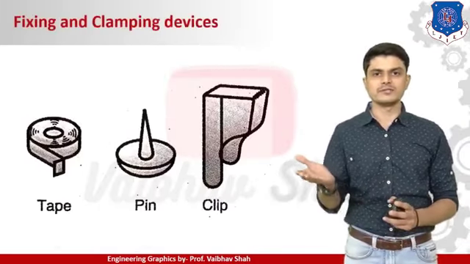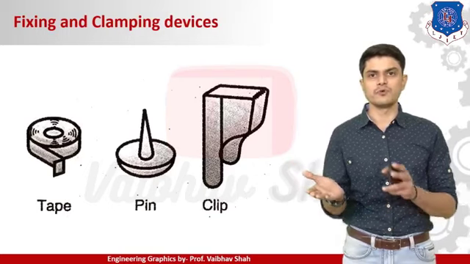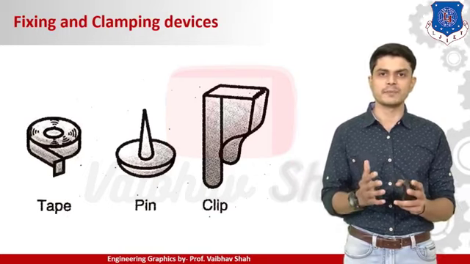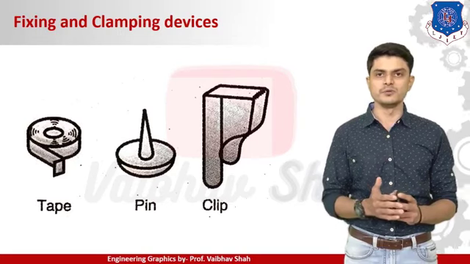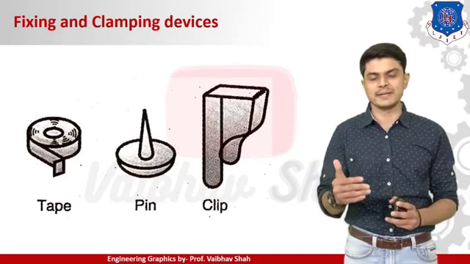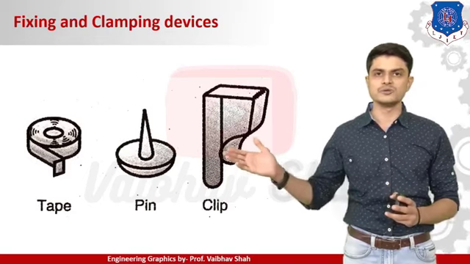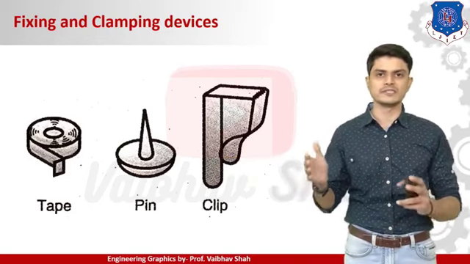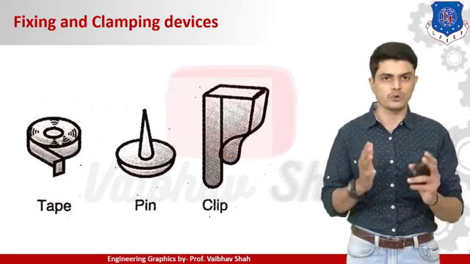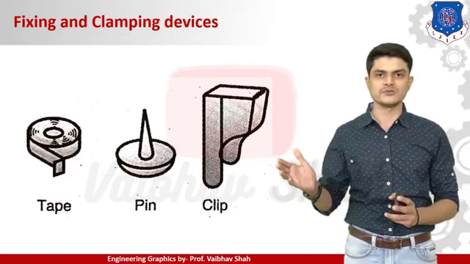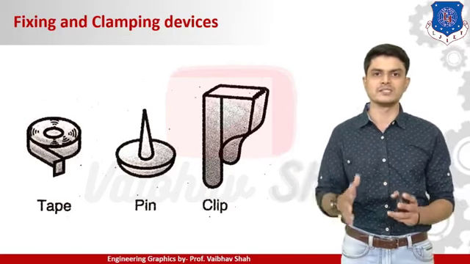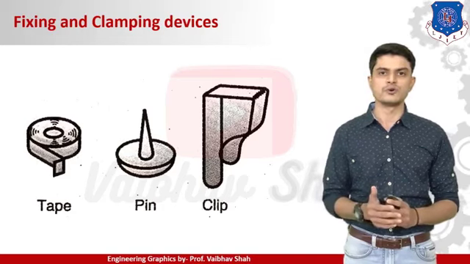So now we have the drawing board, now we have drawing paper. So we need to fix this drawing paper onto the drawing board. So we will be using certain kinds of fixing and clamping devices to fix the drawing sheet onto the drawing board. So firstly you can use a tape or cello tape to stick or affix your drawing sheet onto your drawing board. Second is your pin, so you directly affix the pin onto your drawing sheet and you can clamp your sheet onto a drawing board.